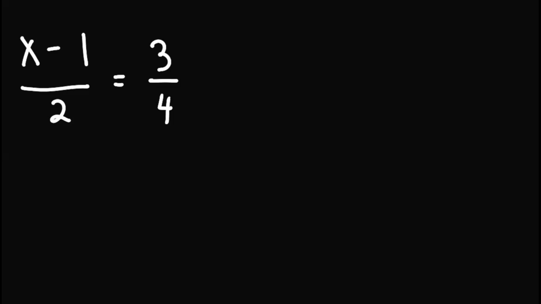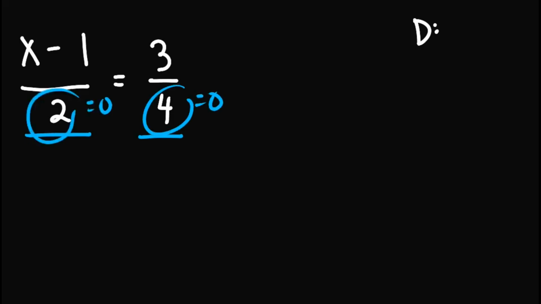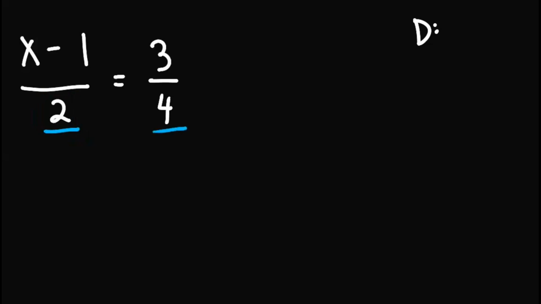Now first, note that are there any values of x that would make the rational expressions on the left and on the right undefined? Or by that I mean, is there a value of x that would make the denominator be 0? Clearly, none, since our denominators are already fixed. The denominator on the left side is 2 and the denominator on the right side is 4. So nothing will really change by changing the value of x. So we say that the domain for this one is all real numbers.